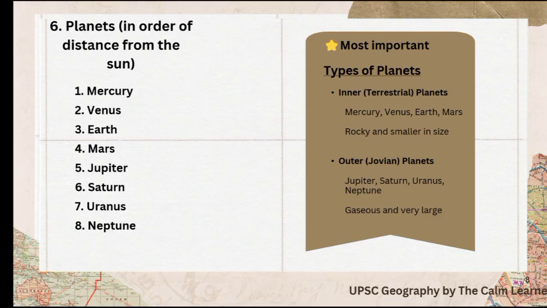Now, if we see Jovian planets, they are very large in size, made mainly of gases, have thick atmospheres, and have many moons and rings. They are just opposite to terrestrial planets. So, to remember easily, inner planets equal terrestrial equal rocky. Outer planets equal Jovian equal gaseous. This classification helps us understand the structure and composition of the solar system.